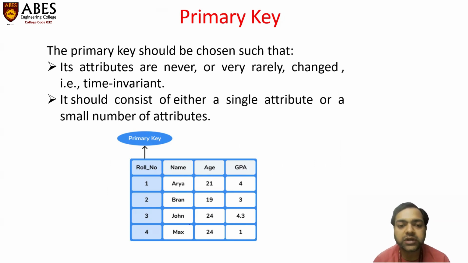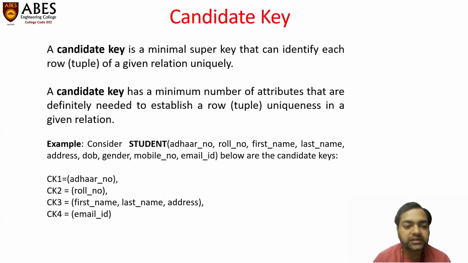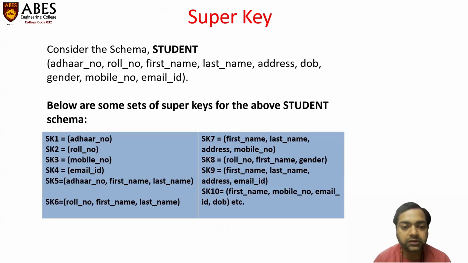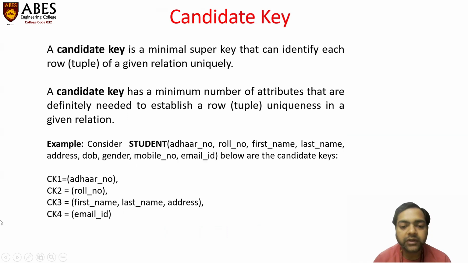Its attributes are never or very rarely changed, that is, time invariant. So we'll discuss this in an example. Here in this example, we have Aadhaar number, roll number, mobile number, and email ID. We have identified these columns or attributes to be candidate keys. Now when we talk about the primary key, we'll choose that column as the primary key which will change very rarely. If we talk about Aadhaar number, can Aadhaar number be changed for a particular student?